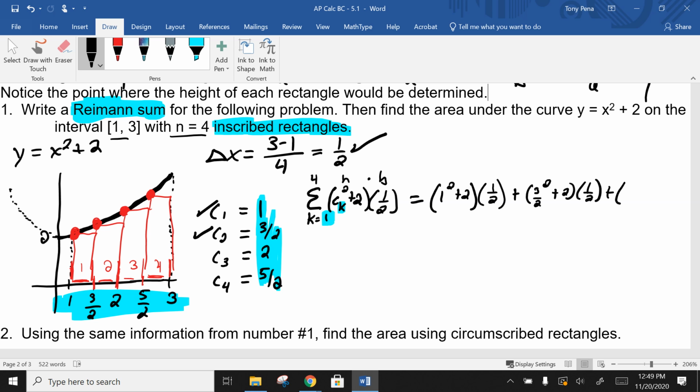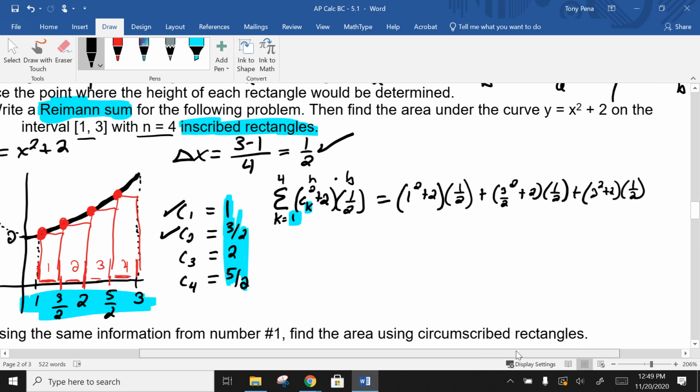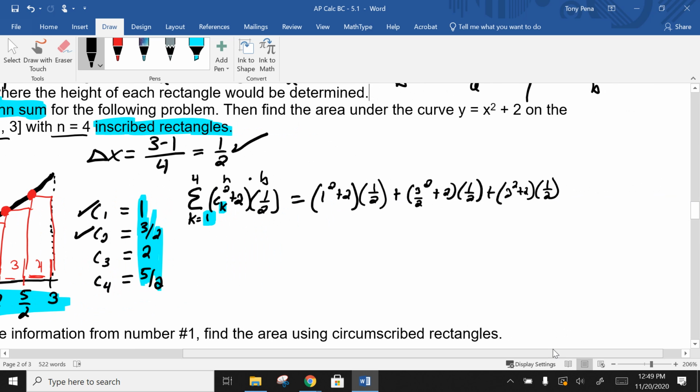Plus, next would be c sub 3, so 2 squared plus 2 times the 1/2, and then I ran out of room as I was afraid of. Let me see if I got more room over here. Actually, I do. Perfect. Plus, c sub 4 would have been 5/2 squared plus 2, and then times 1/2.